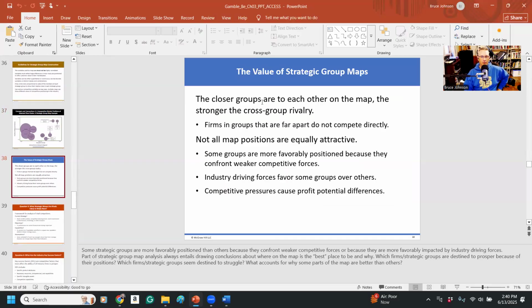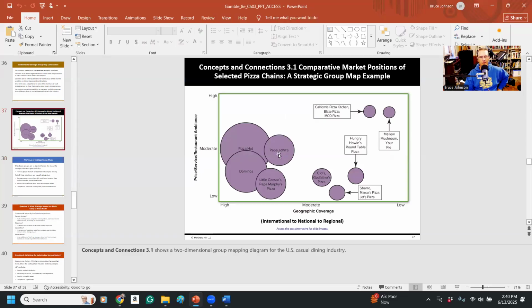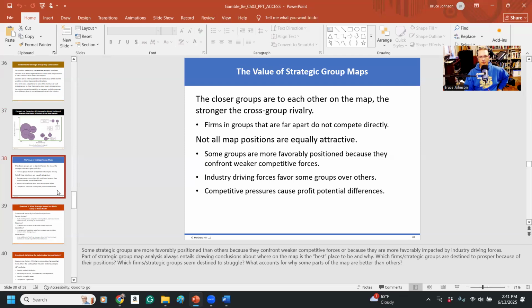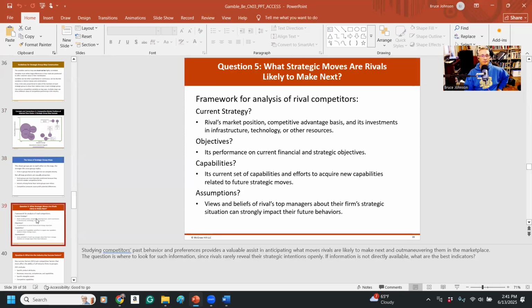The closer the groups are in the map, the stronger the cross group rivalry. If we go back, Pizza at Domino's, Little Caesars, Papa Murphy, Papa John's all compete kind of head to head with each other. Where again, Blaze Pizza probably doesn't compete very much with Little Caesars. I'm not a fan of Little Caesars, by the way. So here they're asking critical analysis questions about what things you're going to want to pay attention to when your rivals are making competitive decisions.